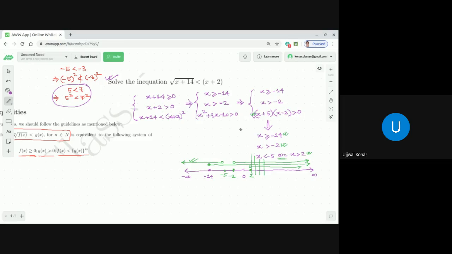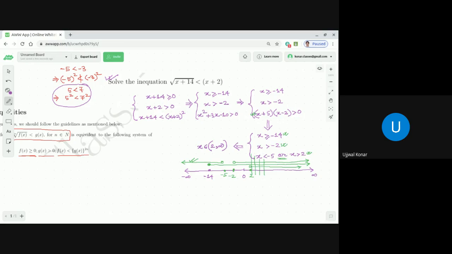So from here, what solution are we getting, dear students? The solution we are getting is x belongs to the open interval 2 to infinity. All of you completely understood, dear students? Okay. If anyone has the smallest difficulty, please do let me know. So this is the way to solve inequations of this type.